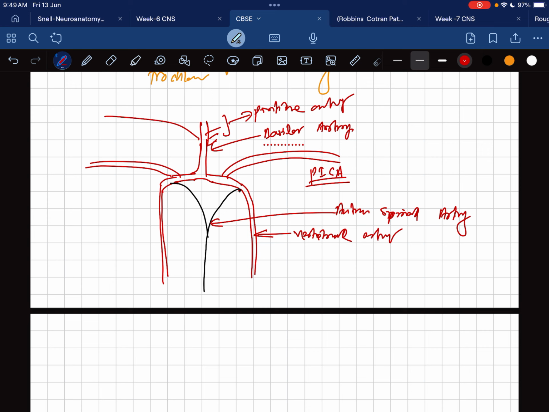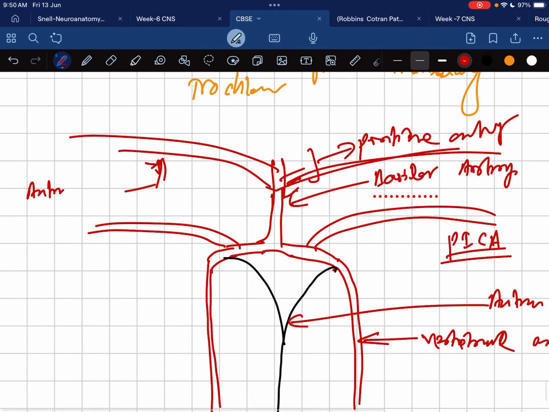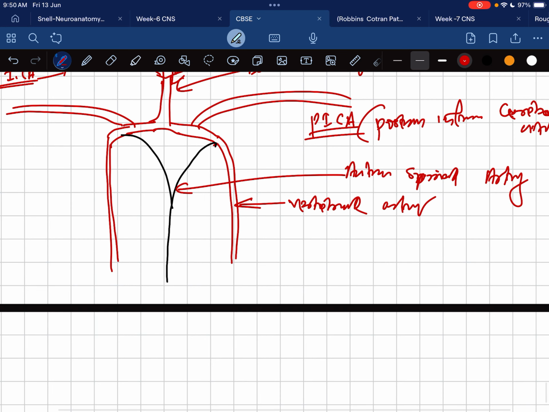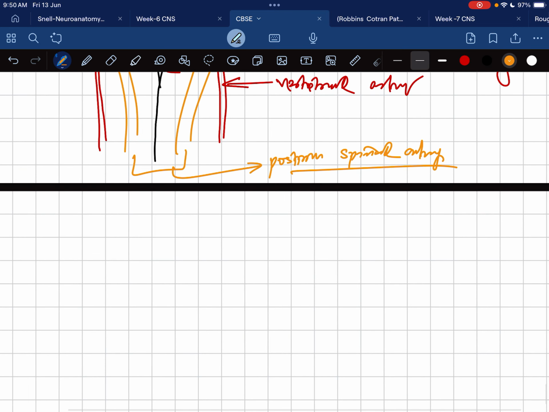Then there is the anterior inferior cerebral artery forming, anterior inferior cerebral artery. This is the posterior inferior cerebral artery. After that, from this PICA there is the posterior spinal artery forming, and this is our spinal cord.